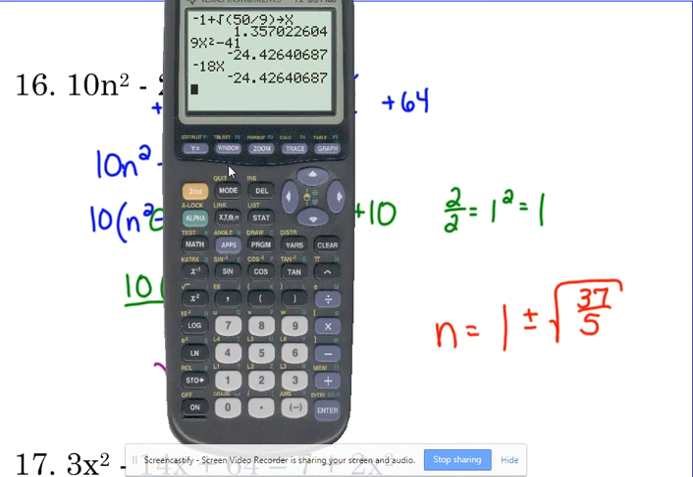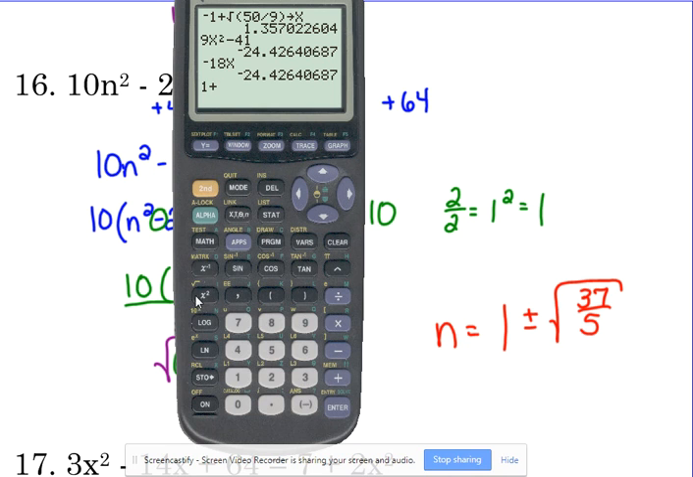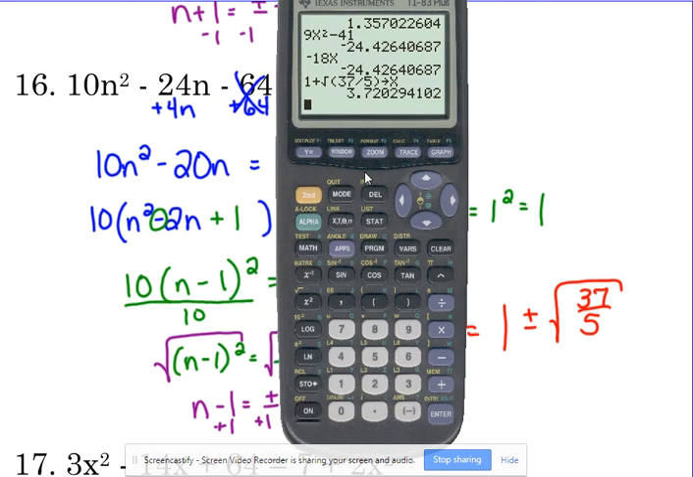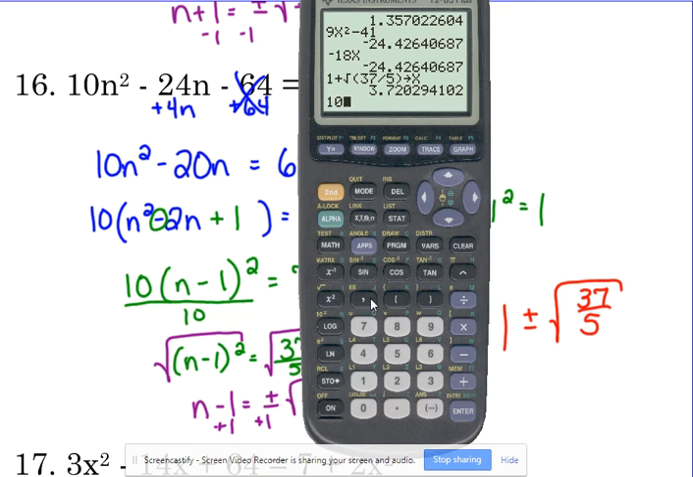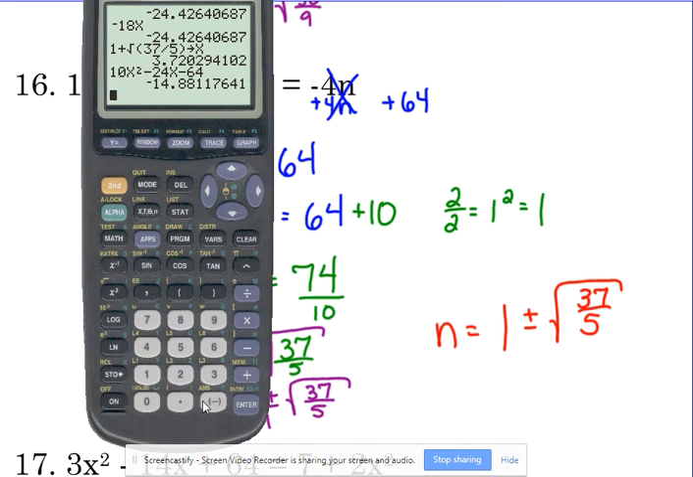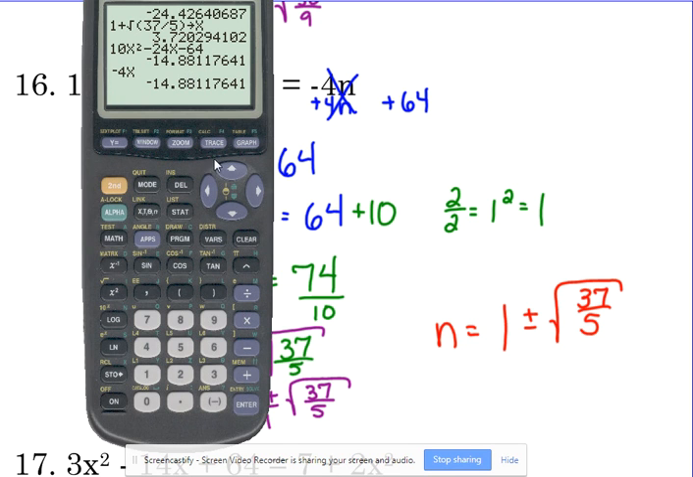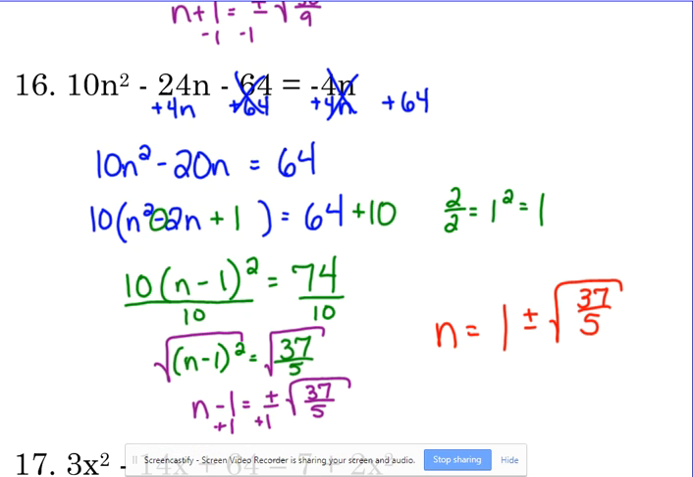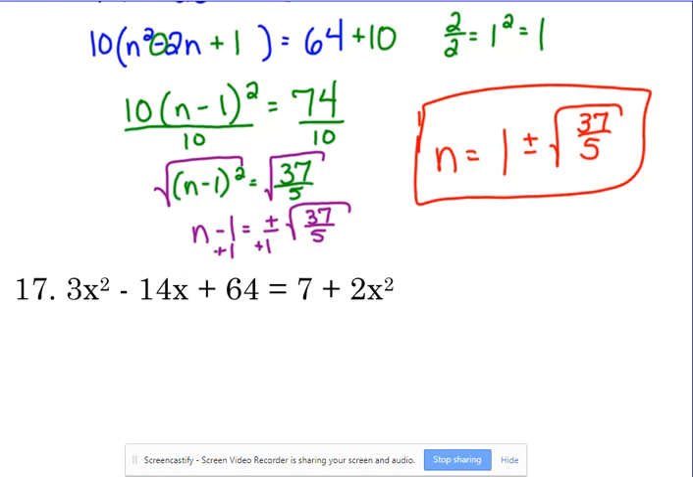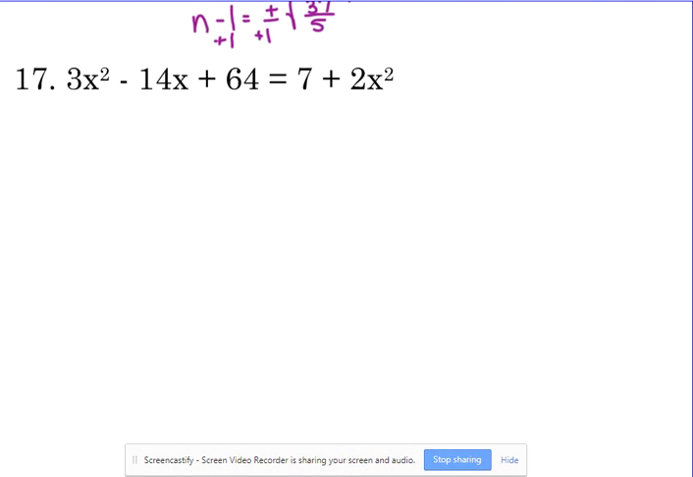Check it real quick. 1 plus, and you can always check the minus as well. I just always go with the plus first. Store it as x. Let's plug it in. 10x squared minus 24x minus 64. Is that equal to negative 4 times x? The numbers agree. Okay. All right. I think I've got one more scenario here.